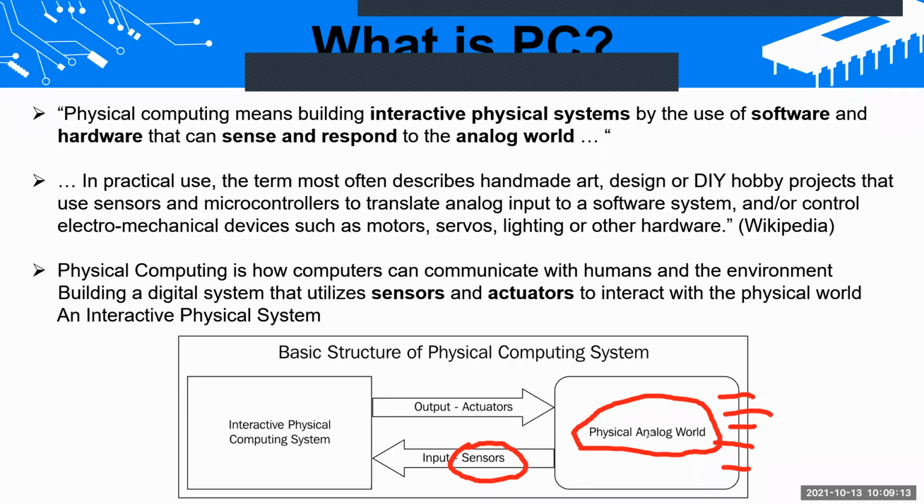Then we're going to change these analog readings coming from the analog world into digital readings, right? Suppose we have a humidity or temperature of 40 or something. Then we can sense it and display it as a digital value in our physical computing system, right? That is the purpose of sensors.